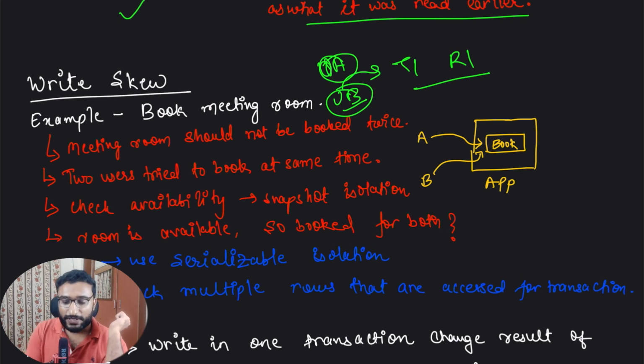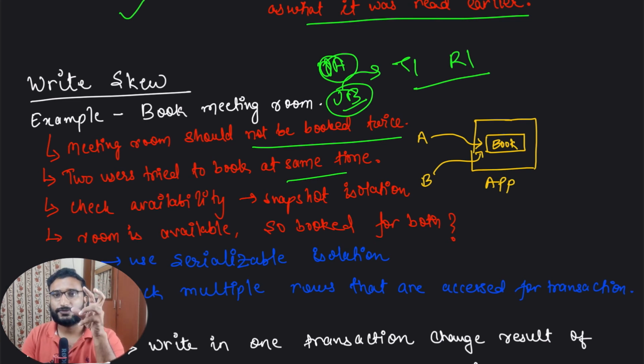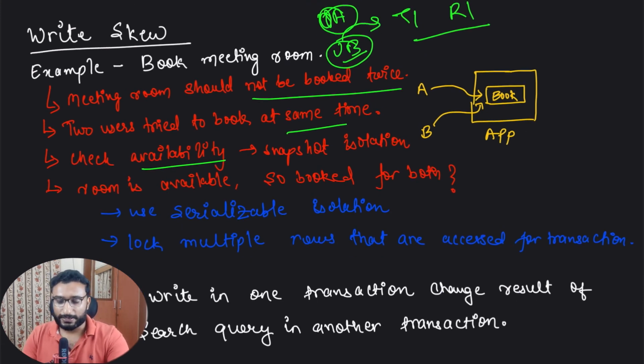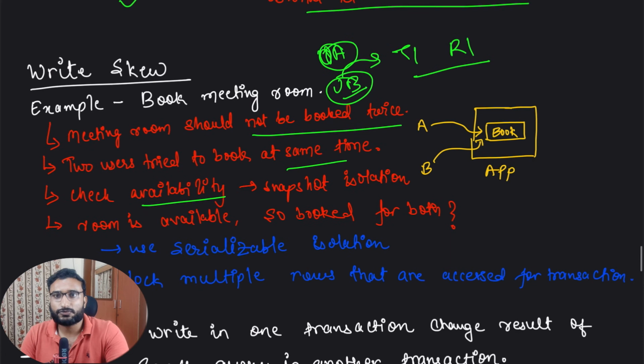So we have to ensure that the same meeting room is not booked twice. You first check the availability, कि room available है, and then if the room is available then you have to assign it, ठीक है. So this could be a possibility in case of snapshot isolation, right. This could be one issue with snapshot isolation, that you check that the room is available and you went ahead and booked the room for both the users, but this should not have happened.